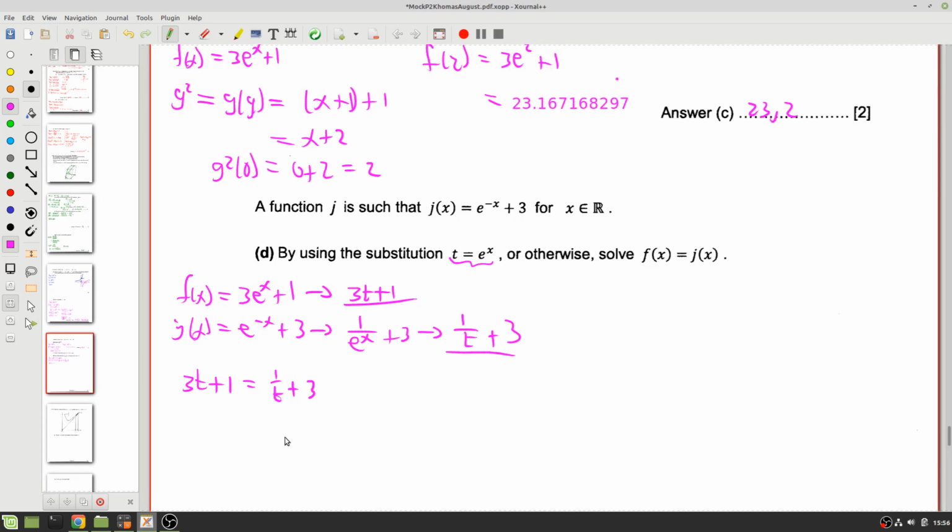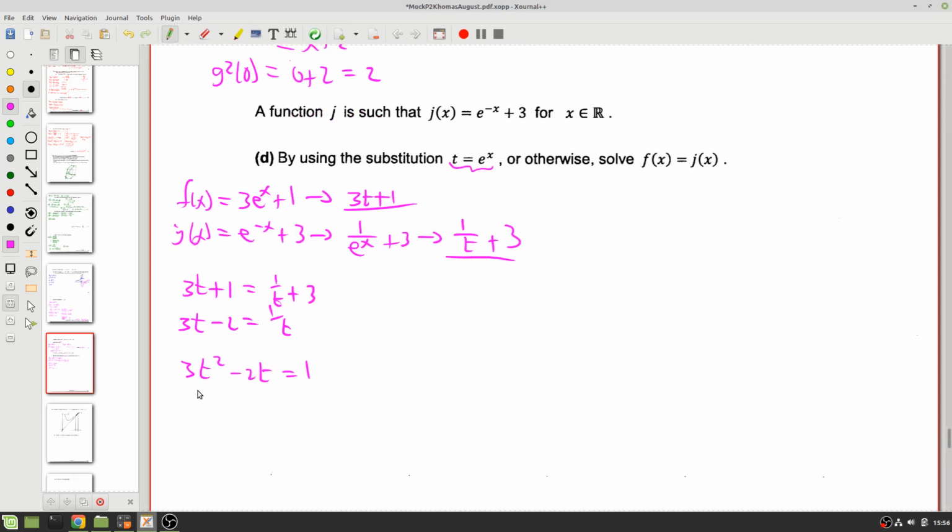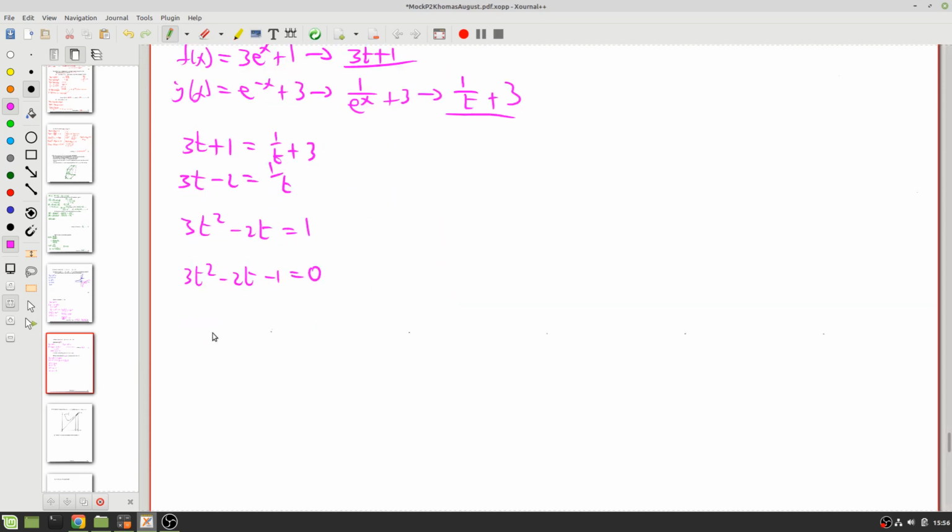Okay, I'll probably first take the 3 over, so minus 3 on both sides. That'll give us 3t minus 2 equals 1 over t, and then multiply everything by t. So that gives us 3t squared minus 2t equals 1, and then I'll just take the 1 over to the other side, so we'll have 3t squared minus 2t minus 1 equals 0. And again, what a bargain, this one can factorize, so we can have 3t and t, and we'll have minus 1 and plus 1 here equals 0.